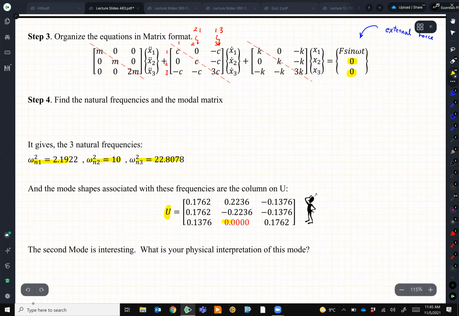So I had a 0 over there. If you got a 0, do not freak out. Sometimes it happens. Remember the meaning of the modal matrix? If my system vibrates with natural frequency omega n2, which is 10 hertz, then the first mass and the second mass are going to move in opposite directions. The third mass is not going to move at all. So that's the meaning. Maybe next lecture, I will show the simulation of that so you will see that.